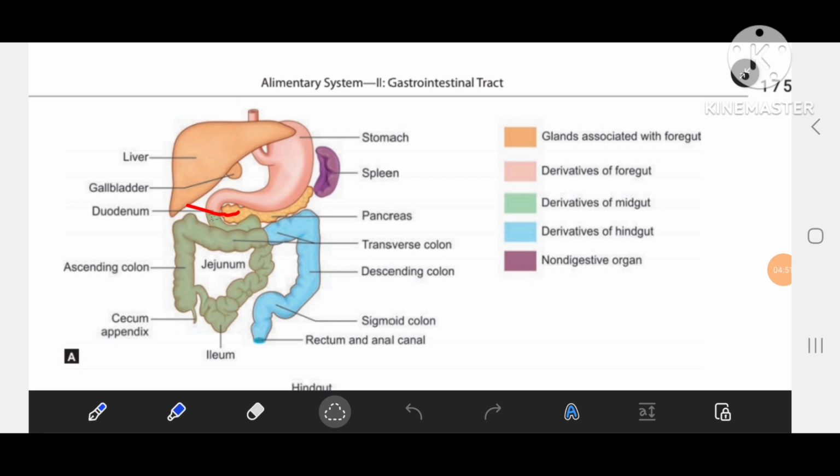After that, from this portion up to this junction, some portion of the large intestine will also be derived from midgut, and from here up to rectum and anal canal, this whole part is derived from hindgut. Here in this diagram it is clearly mentioned with color codes.